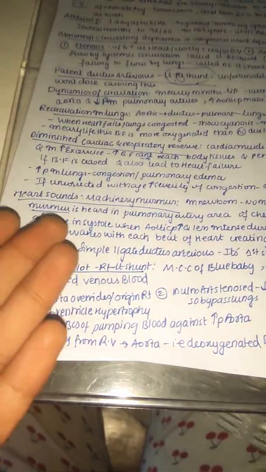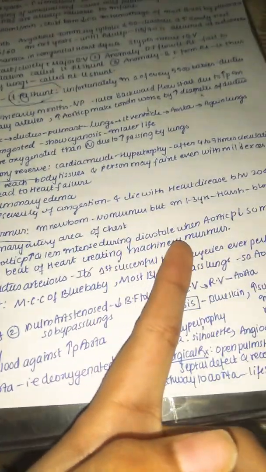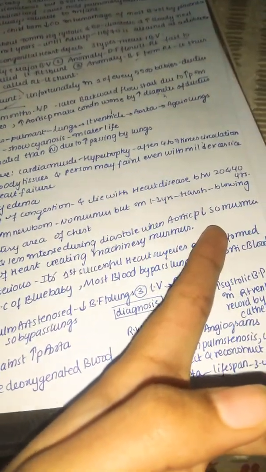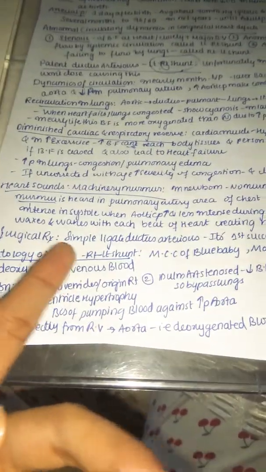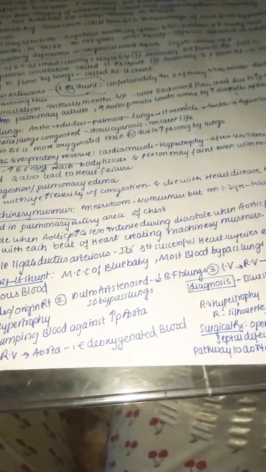These murmurs are intense in systole mainly when the aortic pressure is very high, and less intense during diastole when the aortic pressure is low. So the murmur waxes and wanes with each beat of the heart, creating a machinery murmur.